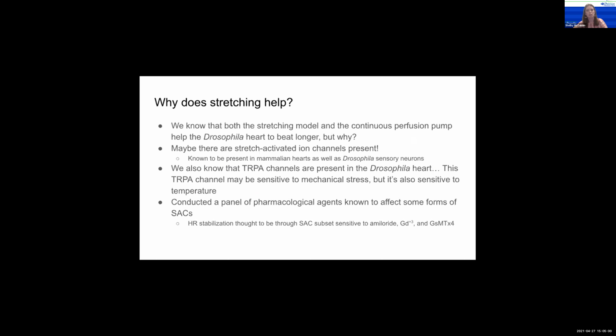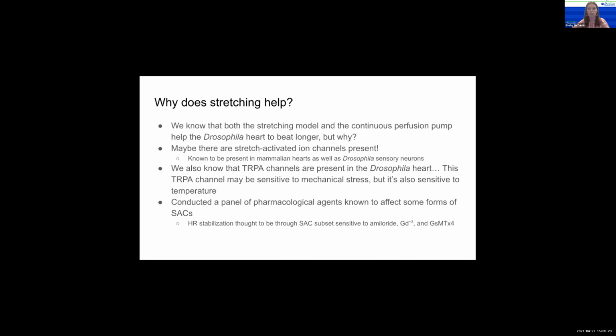So this begs the question as to why this stretching is beneficial for heart rate mediation in general. The best, or at least most obvious explanation that we have, is that there may be stretch-activated ion channels present in the Drosophila heart. And this would make a lot of sense because we know there are stretch-activated ion channels present in mammalian hearts, as well as in Drosophila sensory neurons.